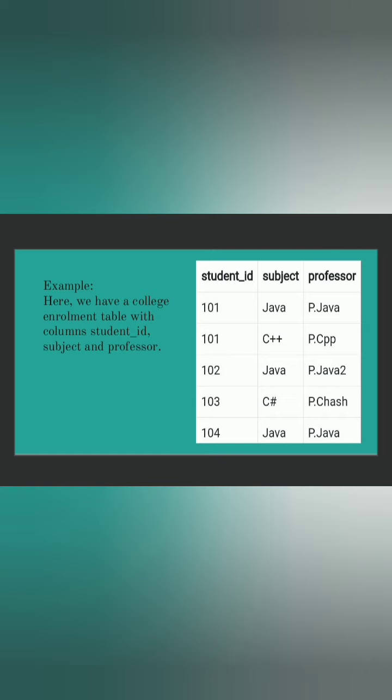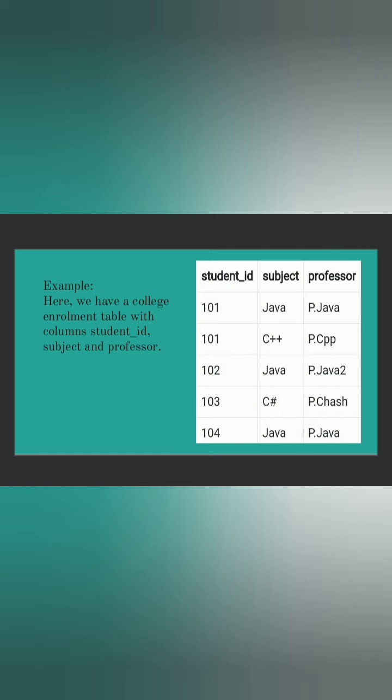Look at this example. Here we have a college enrollment table with columns student ID, subject and professor. In this table, one student can enroll for multiple subjects. A student with student ID 101 has opted for subjects Java and C++. For each subject, a professor is assigned to the student, and there can be multiple professors teaching one subject, like we have for Java. And student ID and subject together form the primary key because using student ID and subject, we can find all the columns of the table.